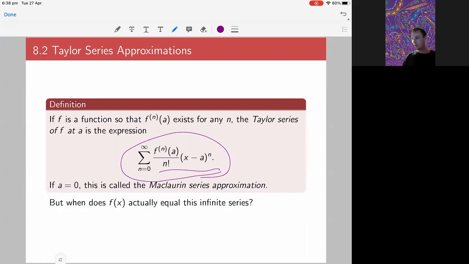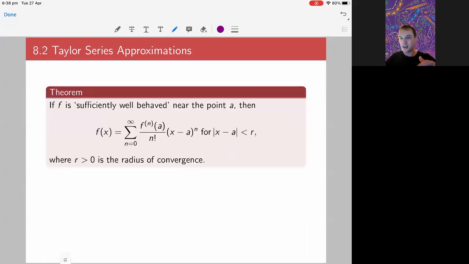Now, it turns out that under quite general scenarios, we do actually have that f of x is equal to its own Taylor series. In fact, we have this theorem here. It's a bit of a silly theorem because I'm not really explaining what's going on in here, but I'm saying that if f is good enough, what does good enough mean? Well, we'll touch briefly on that in a second.